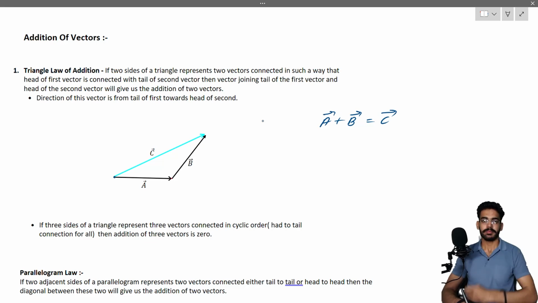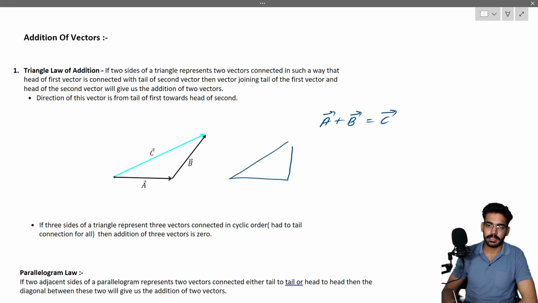So in a triangle, if two sides represent vectors connected from head to tail, then the third side, starting from the tail of the first vector to the head of the second vector, is the resultant vector of a and b. That's all. It applies in every single triangle. The trick to remember is that you start from the tail of the first vector, travel along it and then along the second. So a plus b is equivalent to going directly from the start to the end.